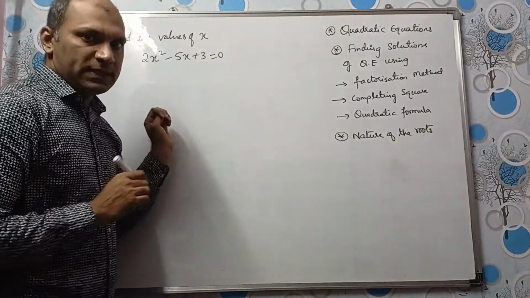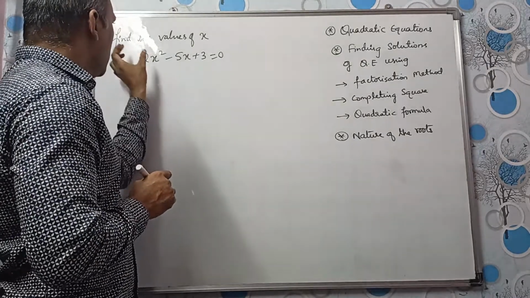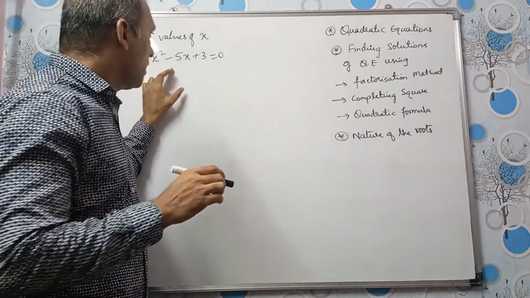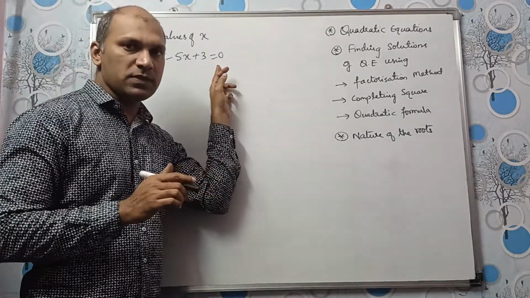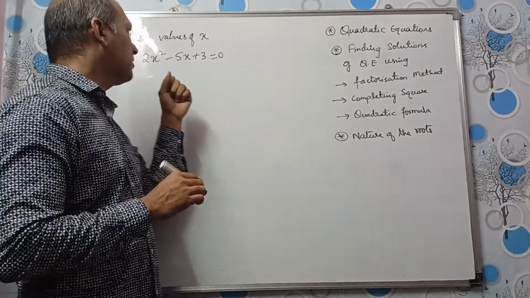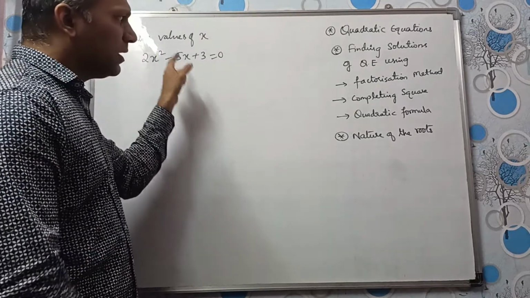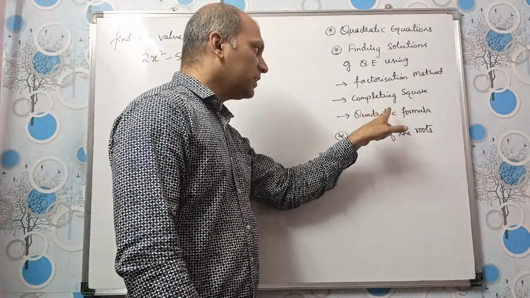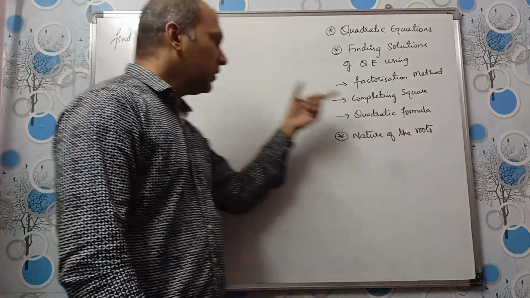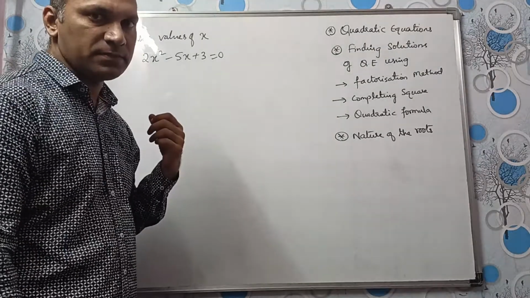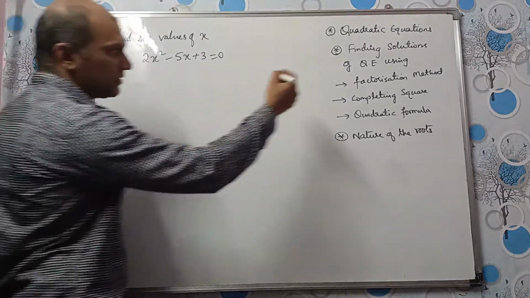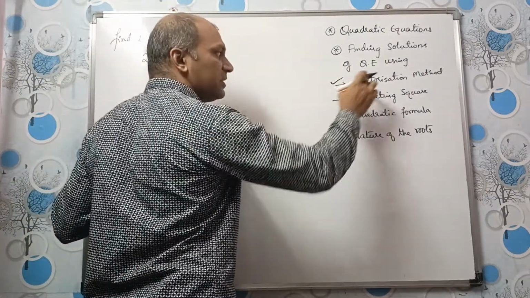Now we took one example. We need to find the values of x: 2x square minus 5x plus 3 equal to 0. This is an example. Let us learn the factorization method, completing square method and quadratic formula using the same example. So see, first the factorization method.